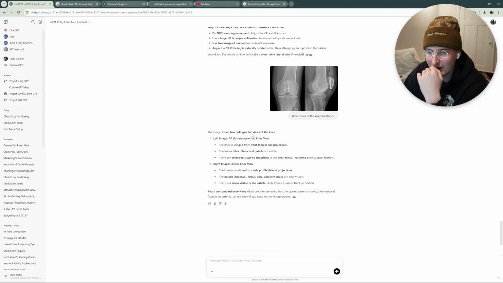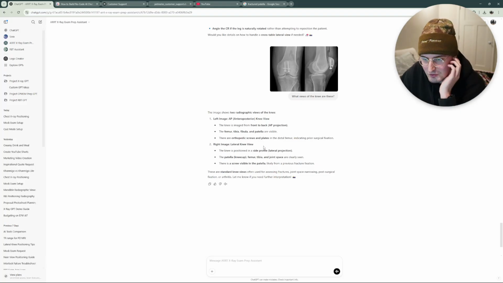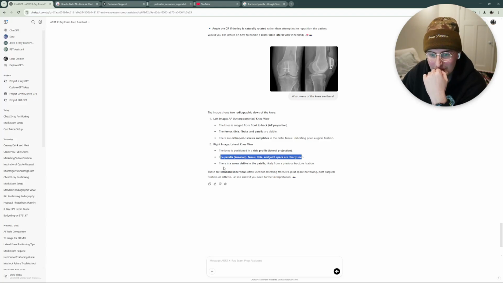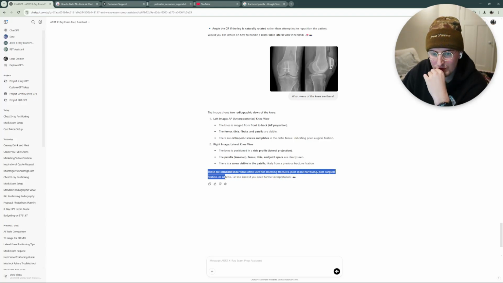Left image, I thought that was right because I'm so used to doing the opposite of everything. Left image, the knee is imaged from front to back, AP projection, with orthopedic screws in place in the distal femur, indicating prior surgical fixation. The knee is positioned in a side profile, lateral. Patella, kneecap, femur, and joint space are clearly seen. There's a screw visible. These are standard knee views, often for assessing fractures, post-surgical fixation, or arthritis. Let me know if you need further interpretation.